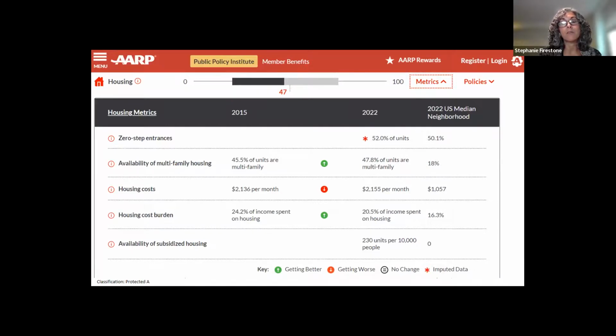And one of the things that we started doing a couple of years ago is also providing a glance so you can see the improvement, or in the case of housing costs, you can see that the number has gone down from 2012 to 2015 to 2022. And then it gives you the median neighborhood in the US.